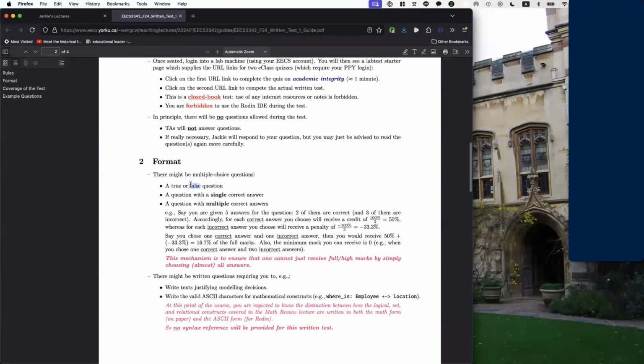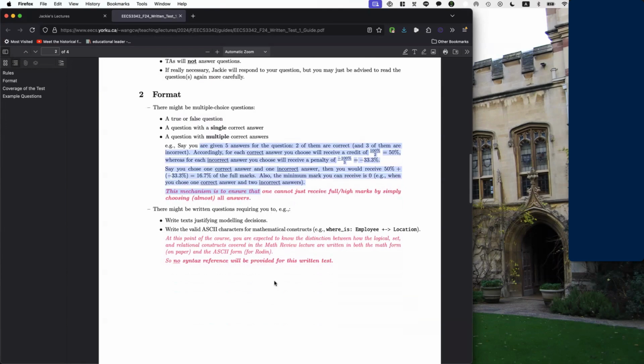All right. So the formats, right? It could be true, false. It could be single correct or multiple correct, right? And that's the eClass policy about how to grade, which is something you might be familiar with already. And so there might be some questions where you have to enter some mathematical construct in Rodin syntax. And given that you have already studied for your programming test one, writing ASCII syntax should not be a problem. The only difference is you will not be provided any Event-B summary PDF this time.